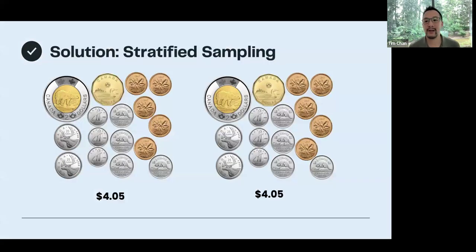The solution here is what we call stratified sampling. It's where you carefully balance your user base across some sort of core attributes that are correlated to their value. If you were to carefully balance these between the two groups, we can generate two equivalent groups that can be comparable and used in experimentation.